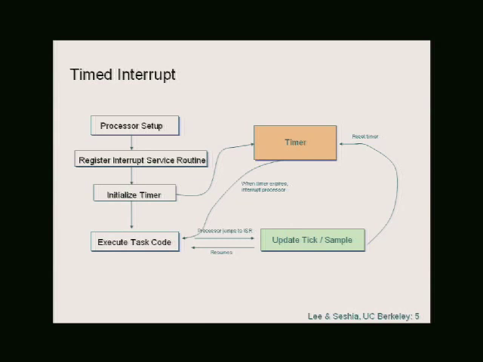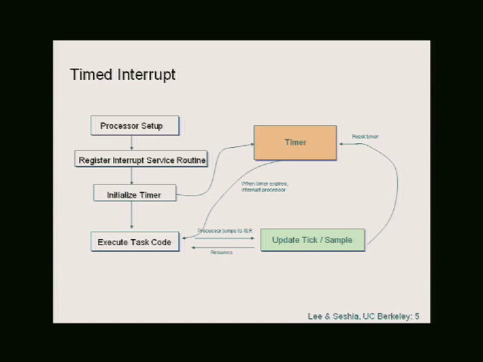Here the diagram is similar to what we saw earlier, in that you do some setup code and you have to register the interrupt service routine. But you also have to initialize the timer. The timer is initialized to some value, and it starts counting down from that value. When it reaches 0, it triggers an interrupt. So what you have to do is initialize the timer to the high value that it starts counting down from.